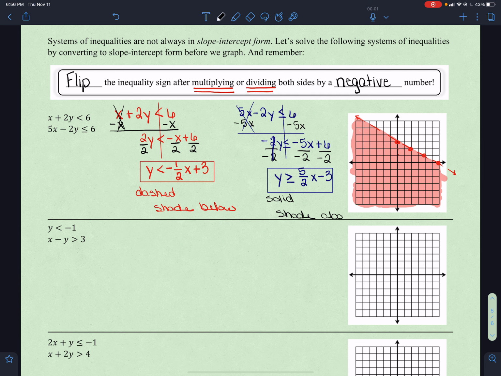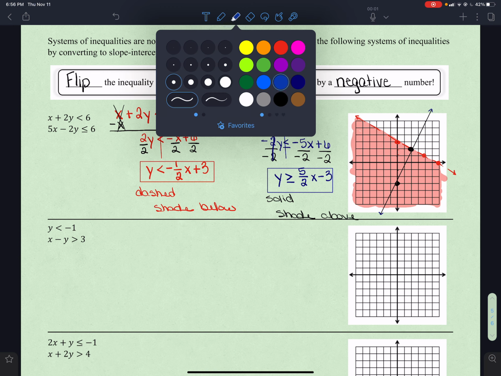All right, so starting at negative 3, that's our first point, that's our y-intercept. And we go up 5, right 2. 1, 2, 3, 4, 5, right 2. Okay, draw that solid line. And on that one, we're going to shade above that.